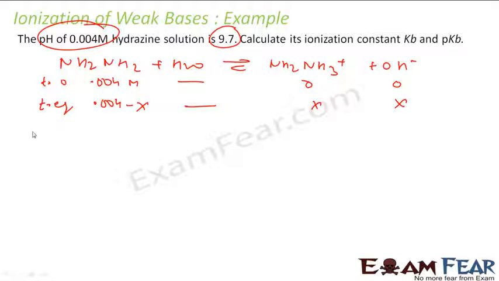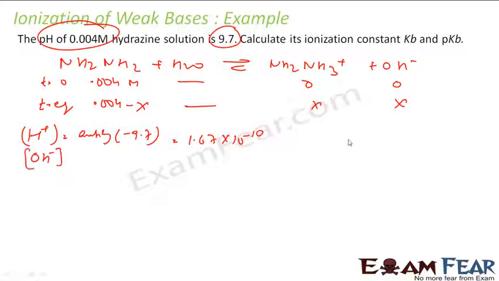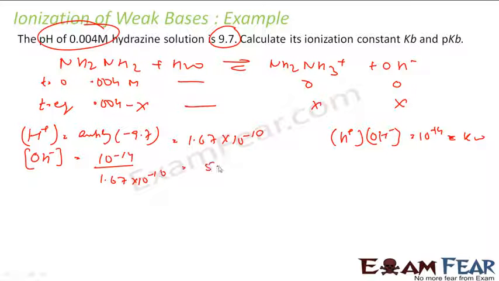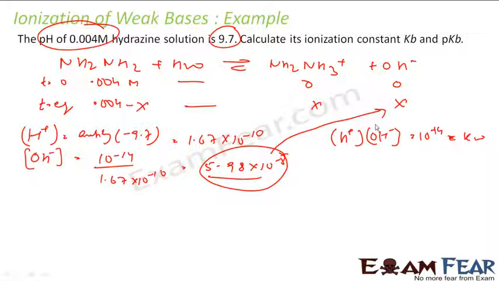The pH is given, so from pH I can find the H plus ion concentration, right? So H plus ion concentration will be antilog of minus 9.7. This comes out to be 1.67 into 10 to the power minus 10. So if this is the H plus ion concentration, OH minus concentration will be what? I know that H plus into OH minus concentration is 10 to the power minus 14, that is Kw. So I can find OH minus also. OH minus is 10 to the power minus 14 by H plus, that is 1.67 into 10 to the power minus 10. This gives me 5.98 into 10 to the power minus 5. This is my x. Correct? I got the value of x.